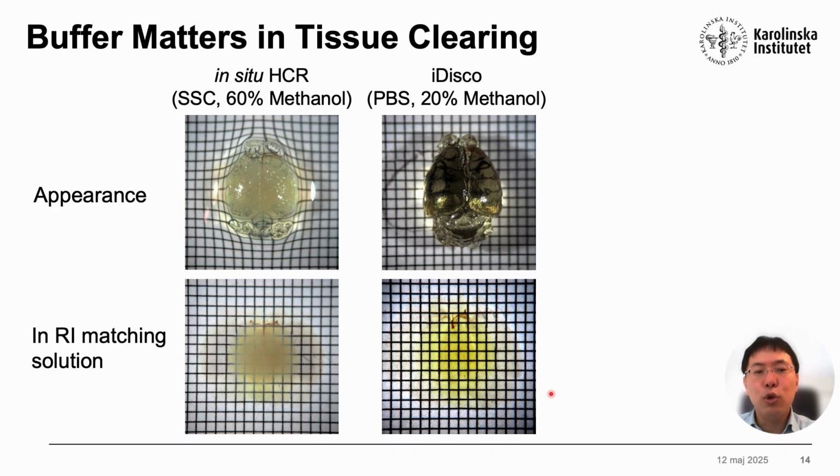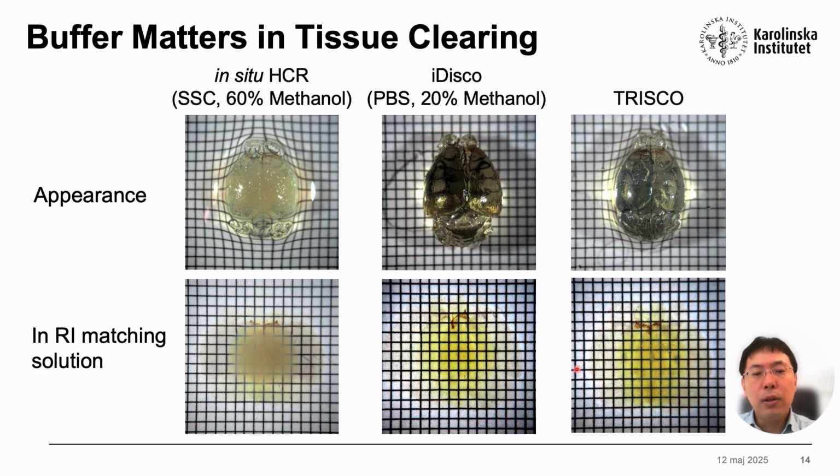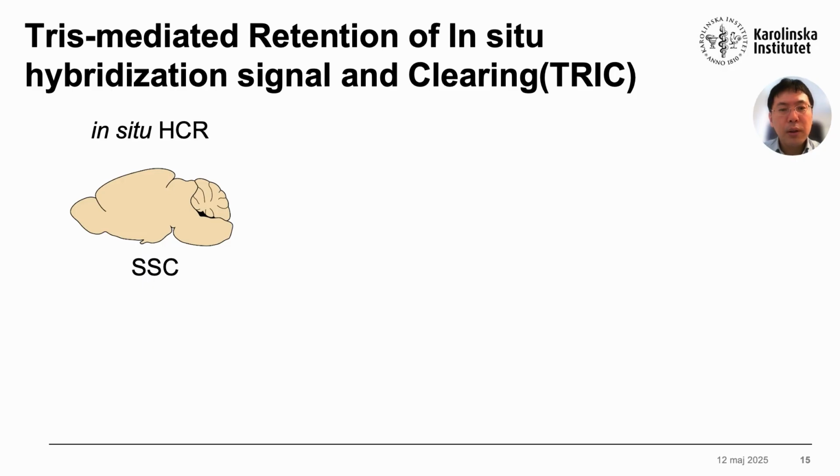One might suggest using PBS after in situ HCR, but as I showed earlier, PBS failed to preserve the DNA chains. So we needed a buffer that would maintain the DNA chain without interfering with the clearing. Through research, we discovered that using 500 millimolar Tris-HCl allowed the tissue to be both well cleared and retain strong signal. We named this Tris-HCl wash step TRIC. Now I'll explain what actually happens during the TRIC process.